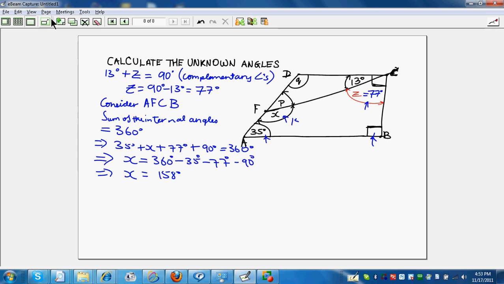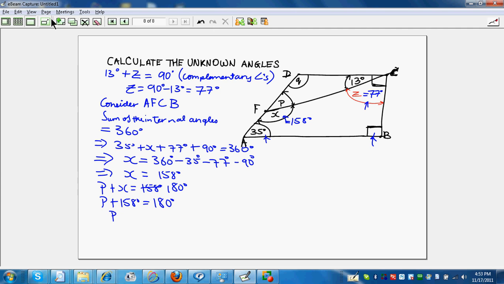So if we put it in here, 158 degrees, angle X worked out to be that. We can now find angle P. Look at where angle P is. Angle P and angle X lie on a straight line, which means that they add up to 180. So it's easy to find angle P by saying that angle P plus angle X are equal to 180 degrees. Now, angle X was 158, so we put that in.